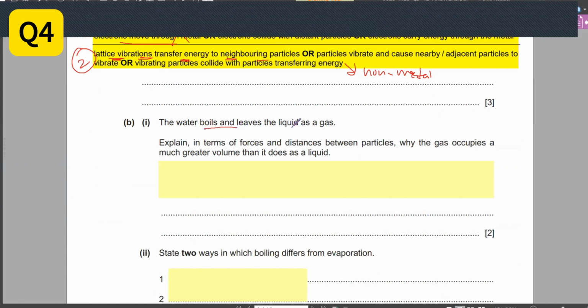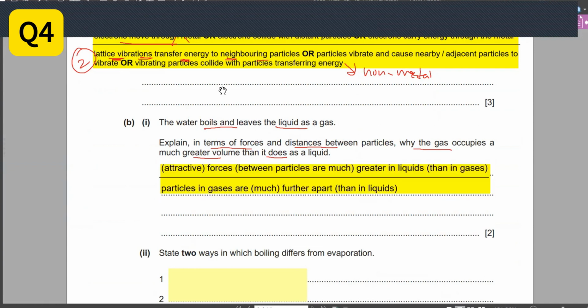Next, water boils and leaves the liquid as a gas. In terms of forces and distance between the particles, why does gas occupy a much greater volume than the liquid? So this is straightforward. Because attractive forces between molecules in liquid are greater than in gases. So particles in gases are much further apart.